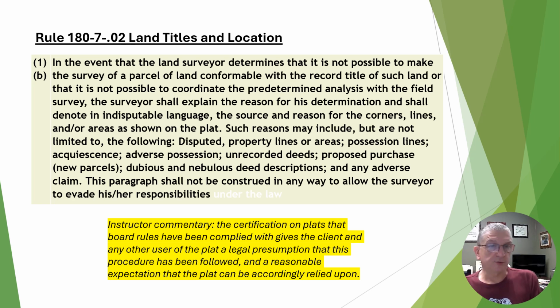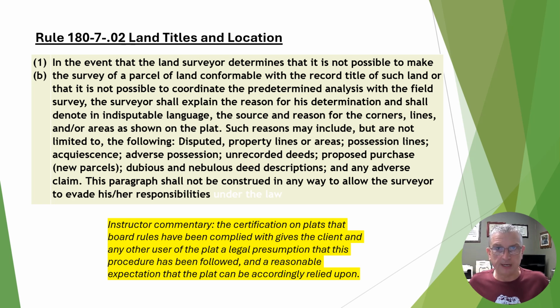In the event, this is what the rule says, this is our guidance. In the event that the land surveyor determines that it is not possible to make the survey of a parcel of land conformable with the record title of such land, or that it is not possible to coordinate the predetermined analysis with the field survey, the surveyor shall explain the reason for his determination and shall denote in indisputable language the source and reason for the corners, lines, and or areas shown on the plat.